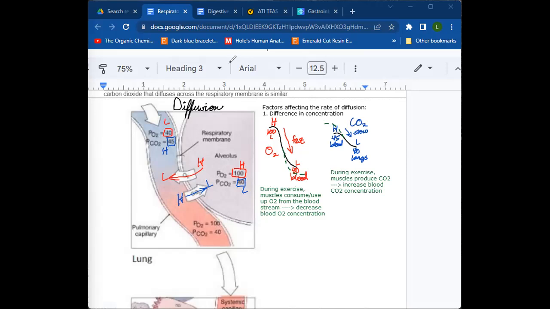Now let's take a look at the second factor that can affect the rate of diffusion, which is the distance traveled, in other words, the thickness of the membrane. To understand this, let's think for a moment about an experiment. Let's say we had someone standing in one corner of a closet, and then someone else sprayed perfume in the other corner of the closet, and then we timed how long it took for the person in the corner to smell the perfume.